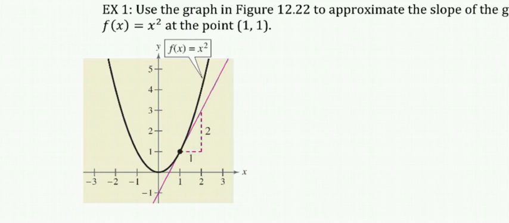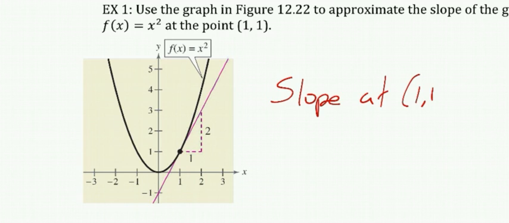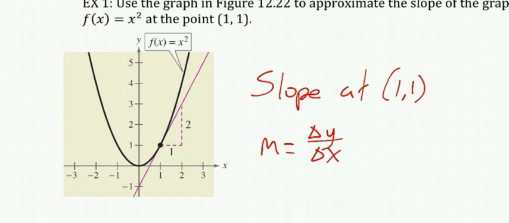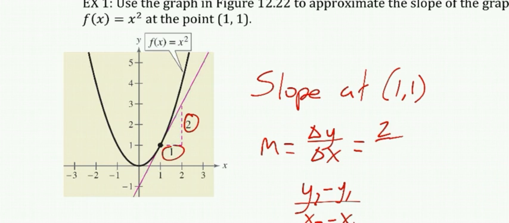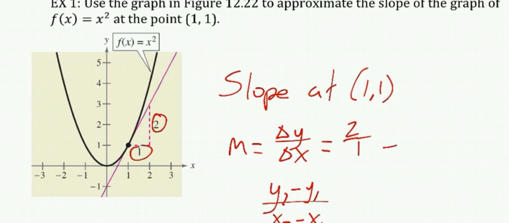I've already taken the liberty of putting in some other information there. So we're going to find the slope at the point (1, 1). We're going to use the slope equation, m equals delta y over delta x. We don't have specific coordinates to plug in. If you wanted to, it'd be y2 minus y1 over x2 minus x1. But right here, we already have our change in y over our change in x. So our slope in this case is just going to be 2. Nothing too sophisticated so far.